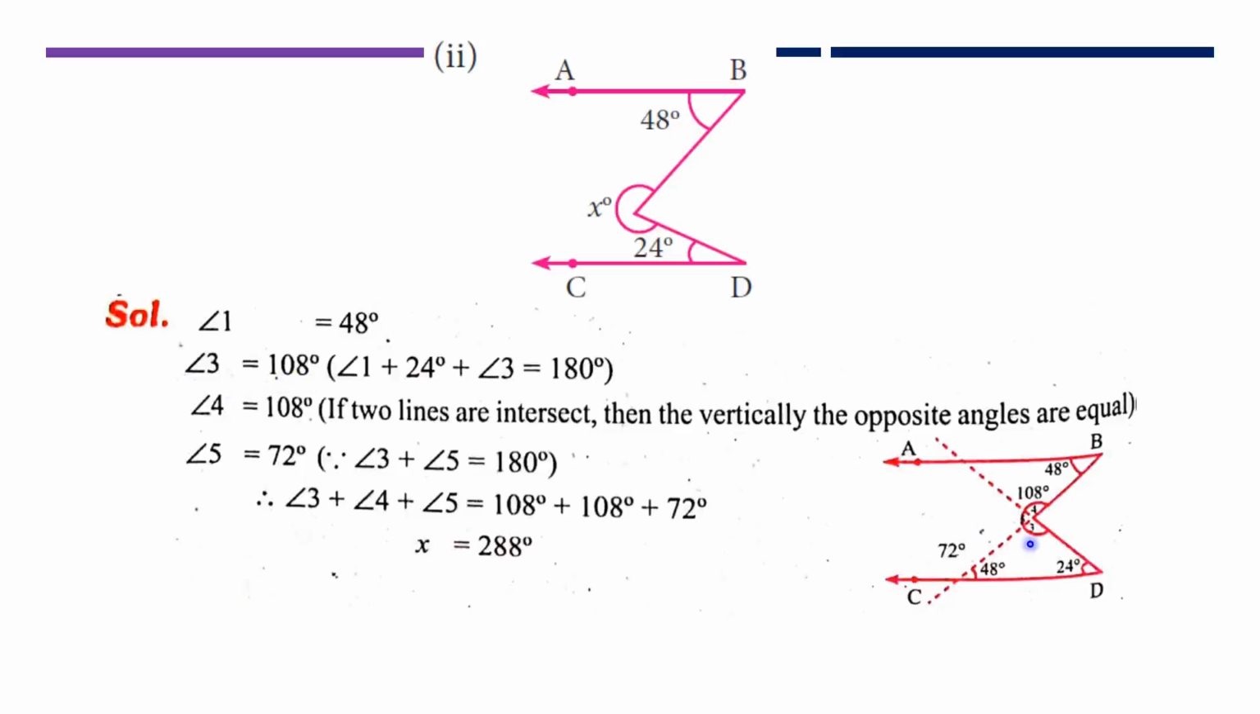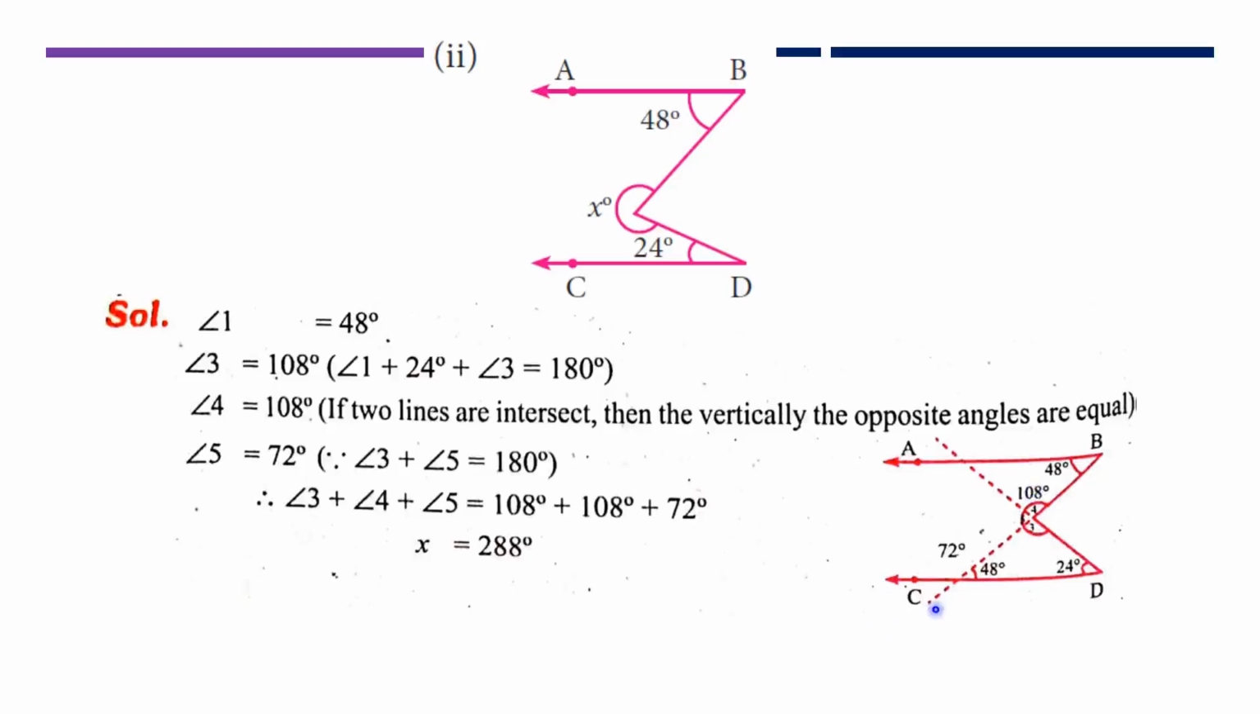Okay, so this angle is 108 degrees. This angle 3 and angle 4 are vertically opposite angles. So this angle is also 108 degrees. Therefore angle 4 is 108 degrees. If two lines intersect, then vertically opposite angles are equal. So now we know angle 3 and angle 4.